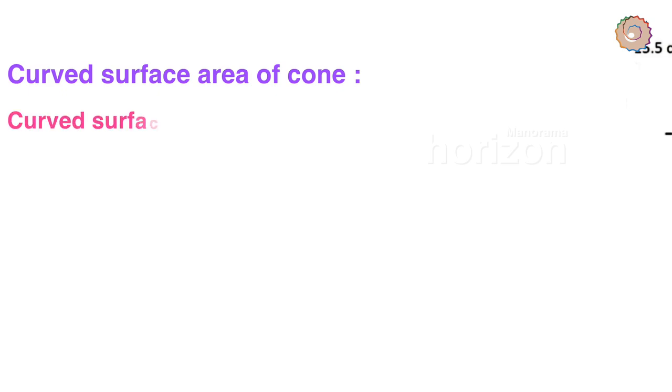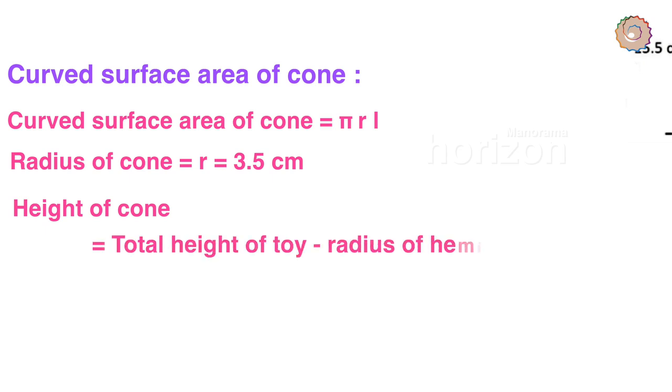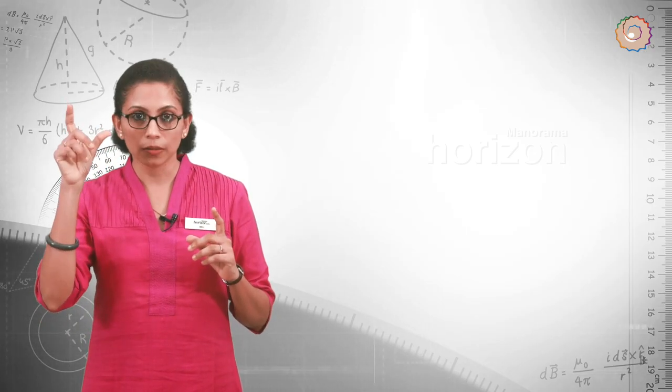We know the curved surface area of a cone is given by the equation pi r l. The radius of the cone is equal to 3.5 cm. Now what is the height of the cone? The height of the cone is equal to the total height of the toy minus the radius of the sphere, which is 15.5 minus 3.5, and we get it as 12 cm. Now we need to find the slant height, that is l.